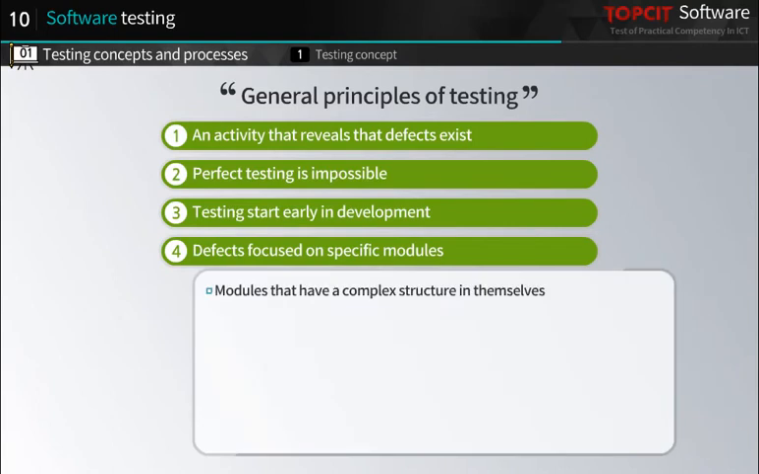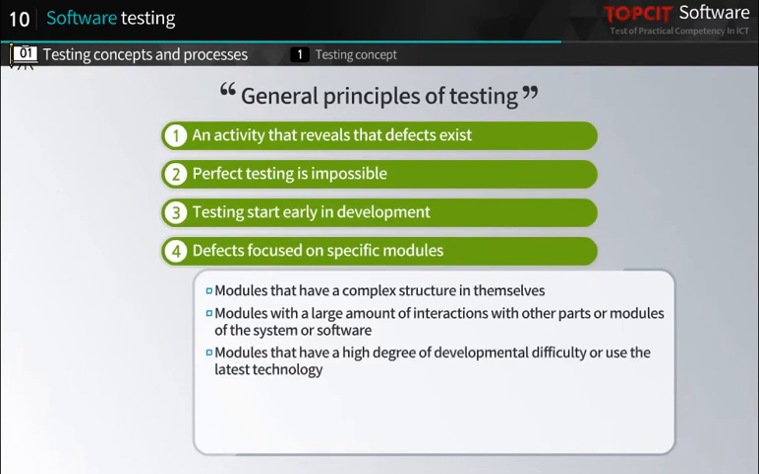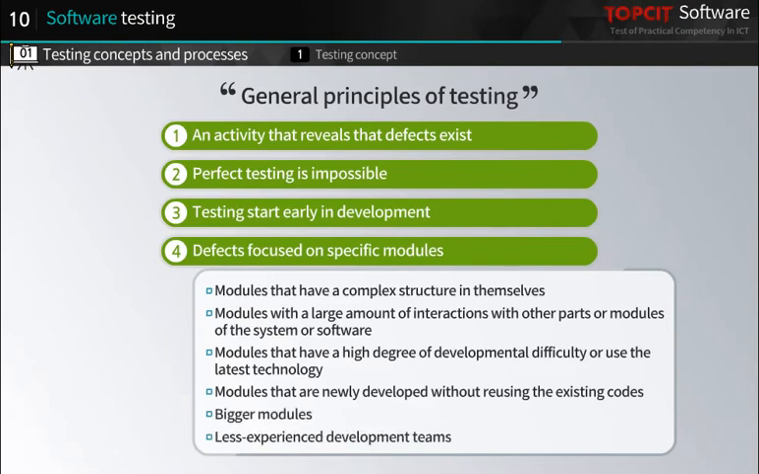The modules can be defective as follows: modules that have a complex structure in themselves, modules with a large amount of interactions with other parts or modules of the system or software, modules that have a high degree of developmental difficulty or use the latest technology, modules that are newly developed without reusing the existing code, bigger modules, or less experienced development teams may be defective.